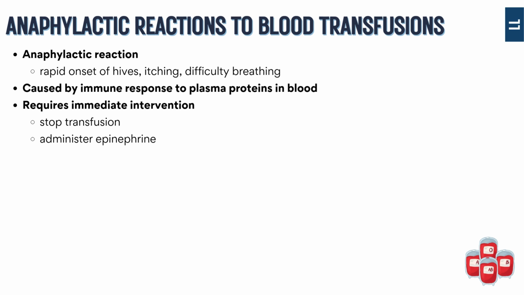Okay, so anaphylactic reactions to blood transfusions. Those are very rare, but they can happen and are super serious, as an anaphylactic reaction always is. What causes that is an immune response to plasma proteins. The symptoms include hives, itching, respiratory distress, and even cardiovascular collapse. Just like if a bee sting caused an anaphylactic reaction, the same symptoms can occur, okay? If this reaction is suspected, again, stop the transfusion, and we're going to give epi, just like with other anaphylactic reactions, okay?